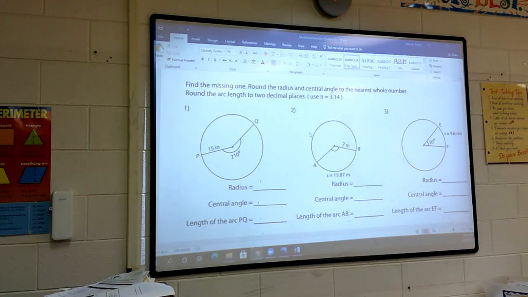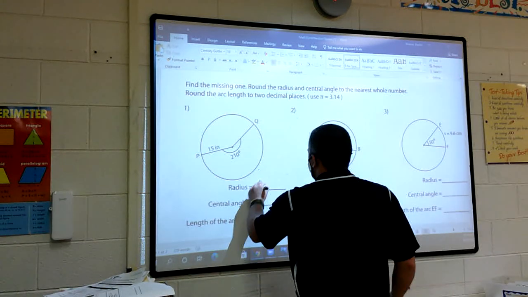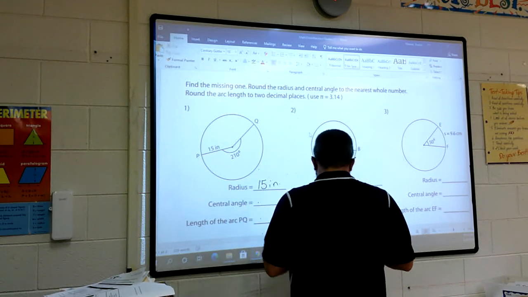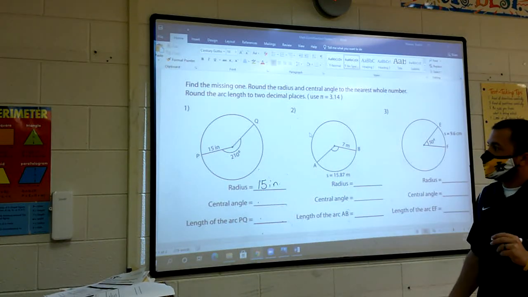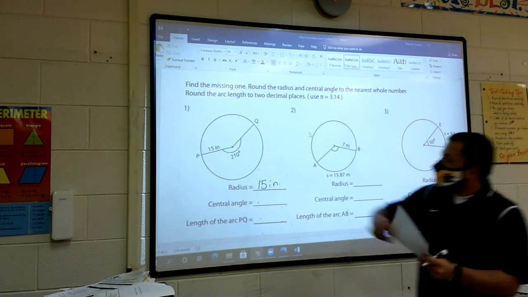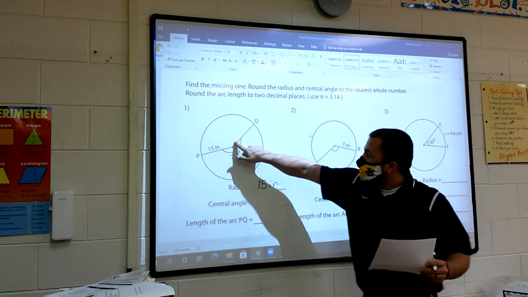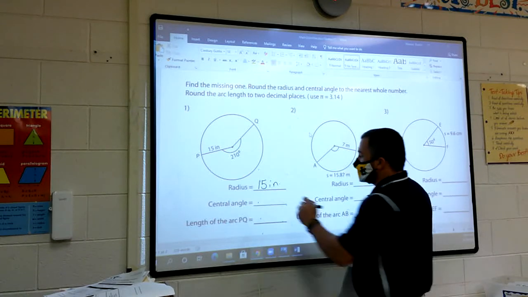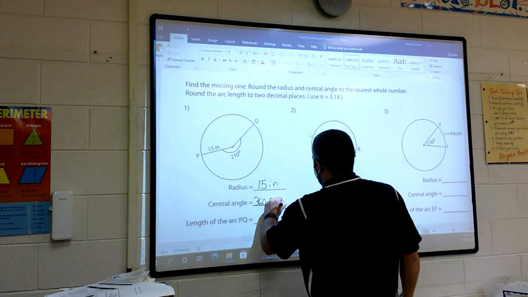These questions. Number 1, it says, what is the radius? So at number 1, what's the radius? That's 15 inches. So you got it. 15 inches. Okay. The central angle, how can you get it? The 210 is this angle. We want what this angle is because we're going from P to Q. So 360 minus 210 equals 150 degrees.